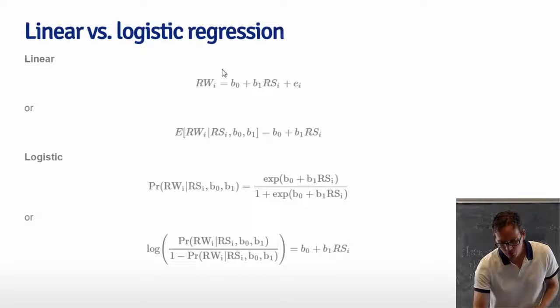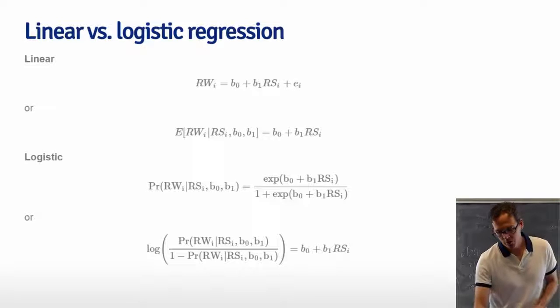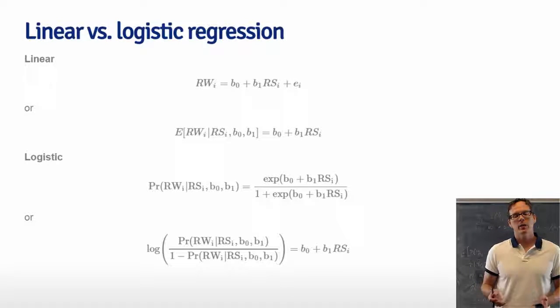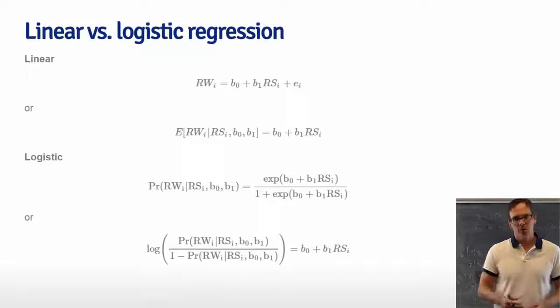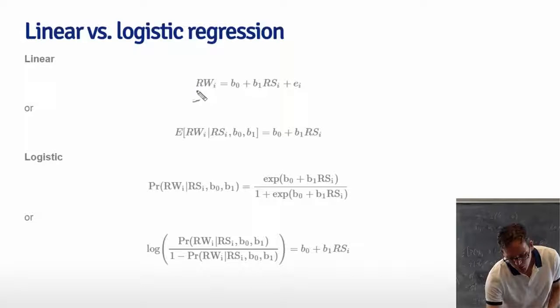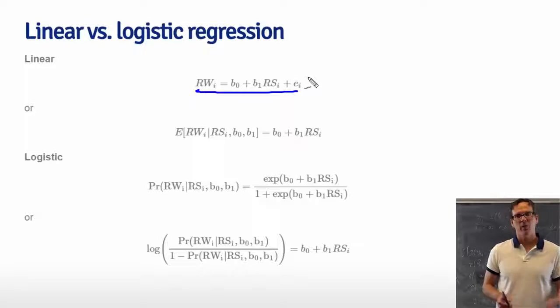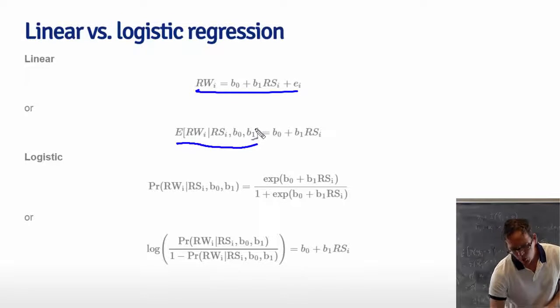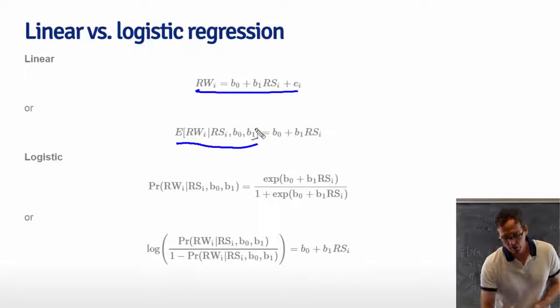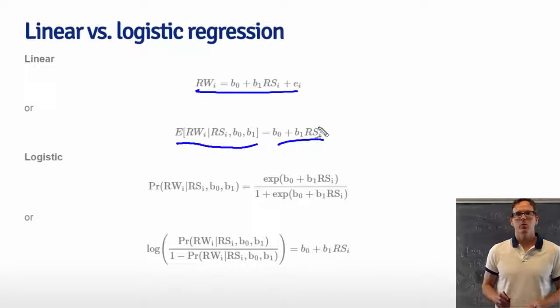But let's draw the connection between the two so that we can relate what we're doing in logistic regression back to what we did in linear regression. For linear regression, we built models where the outcome was the intercept plus a slope parameter times the predictor plus an error term, which is a nice and convenient way to write out the model. But another way to write out the same model was to say that the expected value of the outcome was this linear relationship.